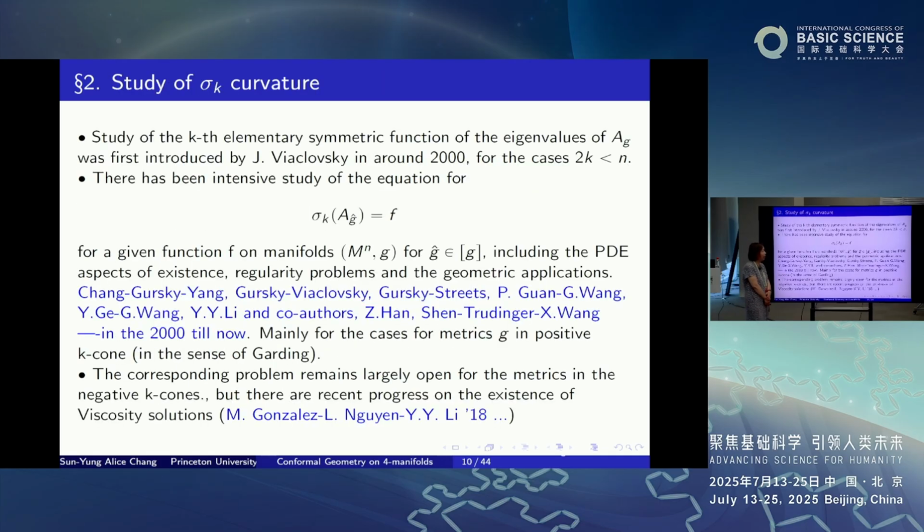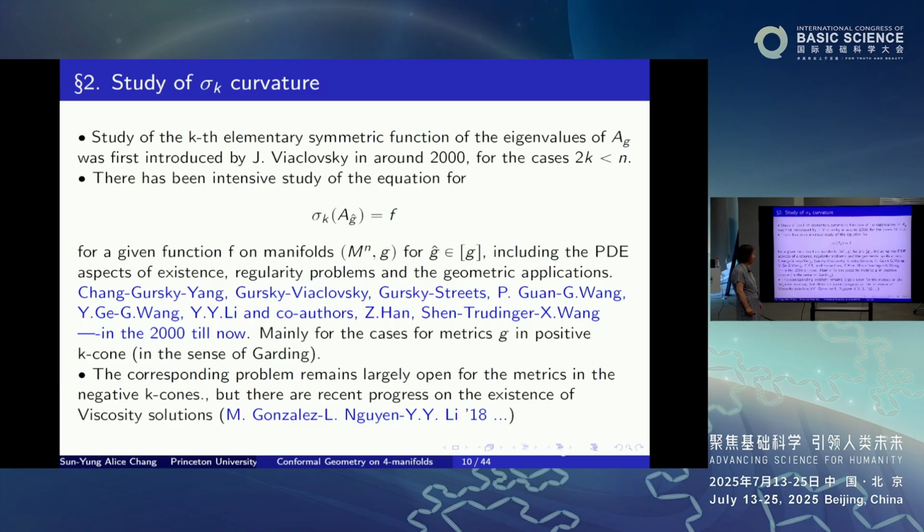Okay, and then this sigma k of the Schouten tensor was first studied by Viaclovsky around 2000. And he mainly studied the subcritical problem where 2k is less than the dimension n. We are interested in k equal to 2, n equal to 4. So this problem is well studied, and let me not give a survey, but there is intensive study about existence, geometric property, and the uniqueness problem.